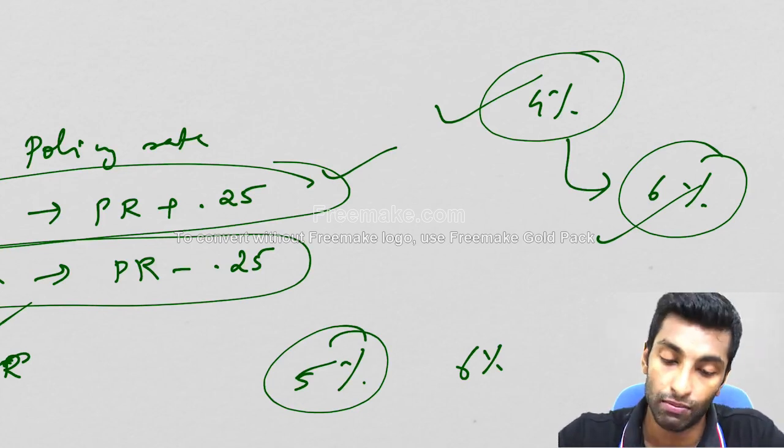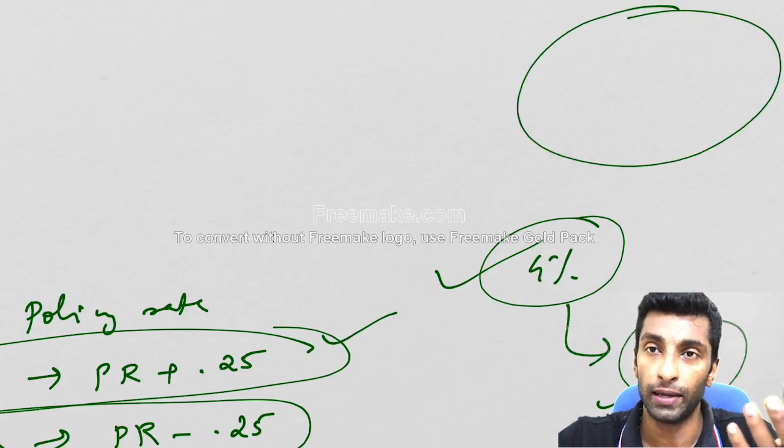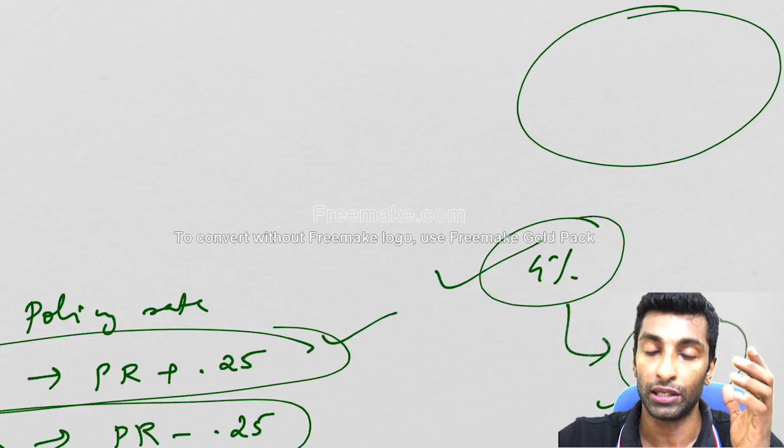If you missed out any of the sessions, join the Telegram channel. Next session we'll be talking about marginal standing facility connected to this. Now I don't have time. We'll complete that and then we'll go for qualitative measures.